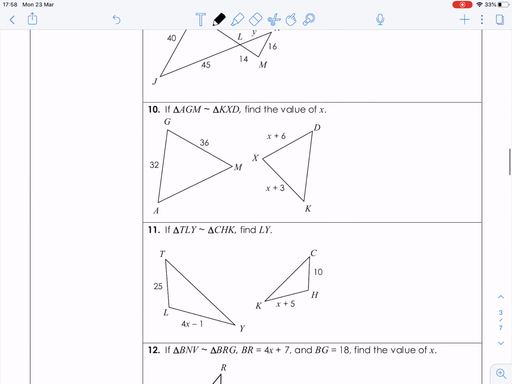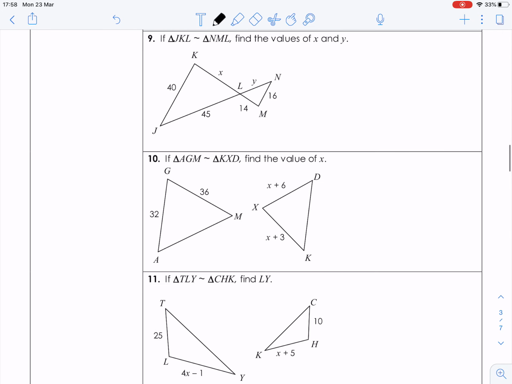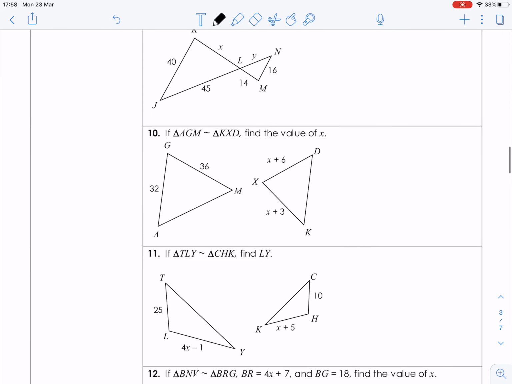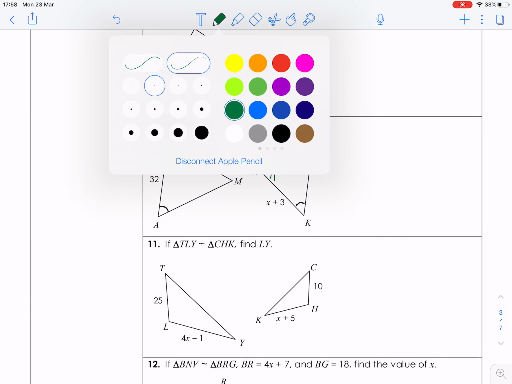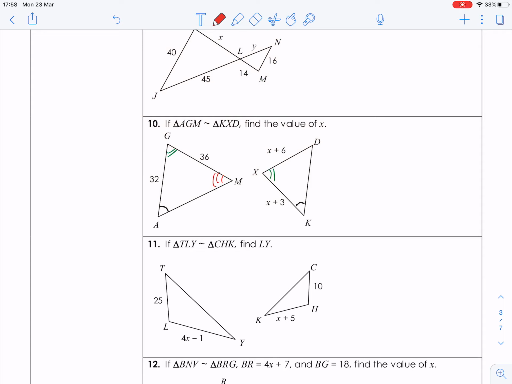Let's go to number 10. If they are similar, find the value of x. Ooh, nice. This is a good one. So A goes with G. Sorry, A goes with K. Change colors. G goes with X. And M goes with D.